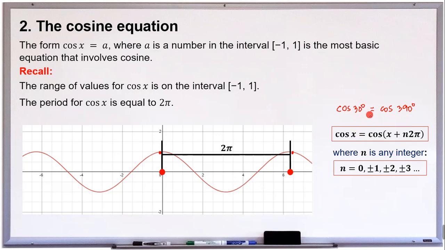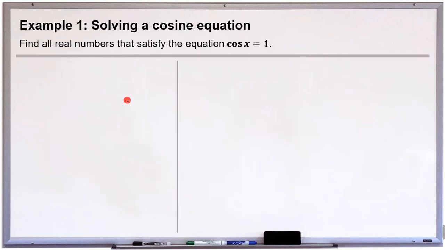And don't forget to remember this one. This is very useful when solving trigonometric equations. Now let's have some examples. Example number one, solving a cosine equation. Find all real numbers that satisfy the equation cosine x equals 1.